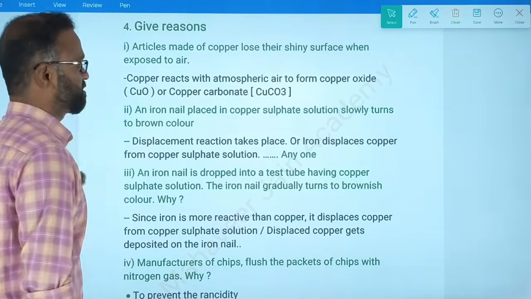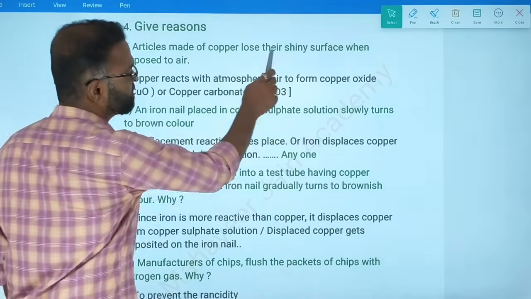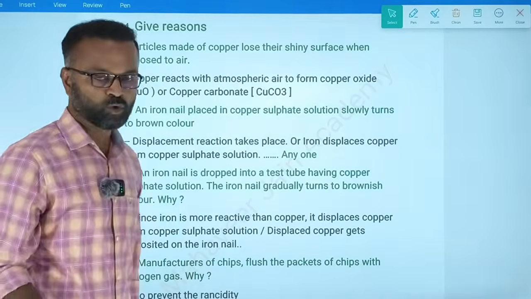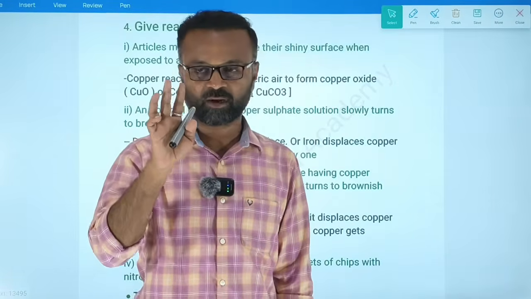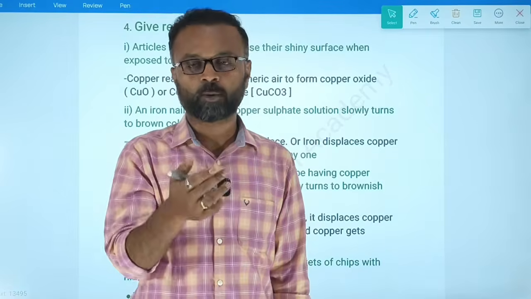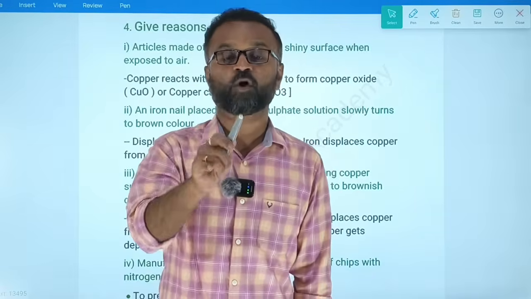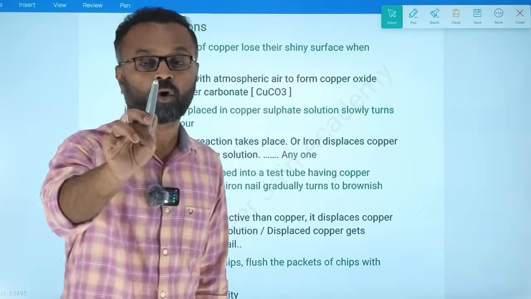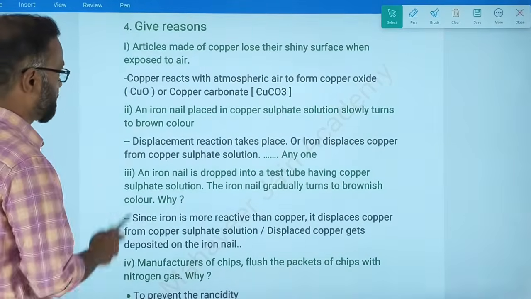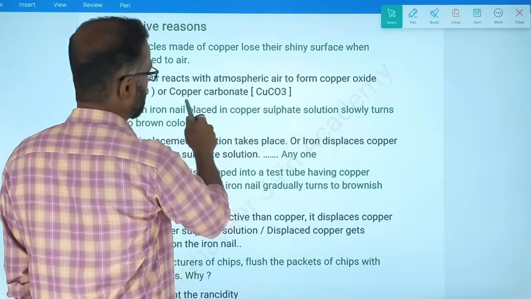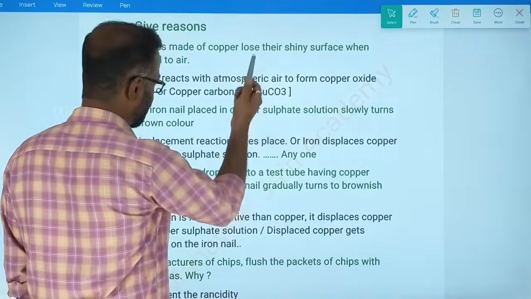Now see here. Again, same question. How many times they ask this? Articles made up of copper lose their shining surface when exposed to the air. Exposed to the air, two possibilities are there. One, copper reacting with oxygen will form the black color compound, but generally without heating, when copper is exposed to the air, it reacts with moist carbon dioxide to form the greenish color compound called copper carbonate. Are you listening? Yes. Copper reacts with carbon dioxide to form copper carbonate. If it reacts with oxygen from the air, it forms copper oxide, a black color compound.